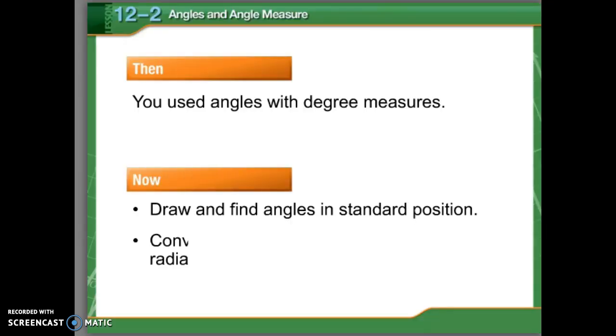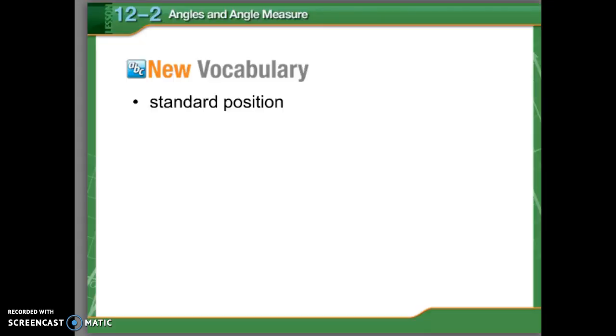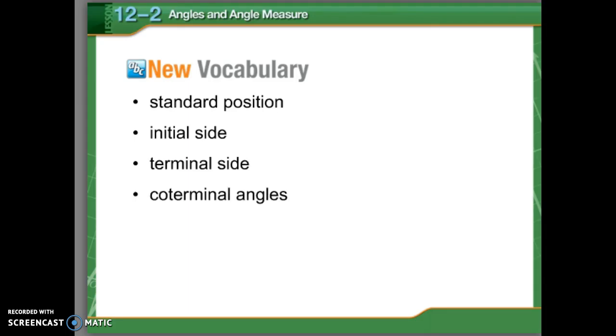So in the past we've looked at angles that have degree measures. And in this lesson, we're going to draw and find angles that are in standard position, and we're going to convert angles between degree measures and radian measures. So some new vocabulary for this lesson is standard position, initial side, terminal side, coterminal angles, radian, central angle, arc length, and that's our list.